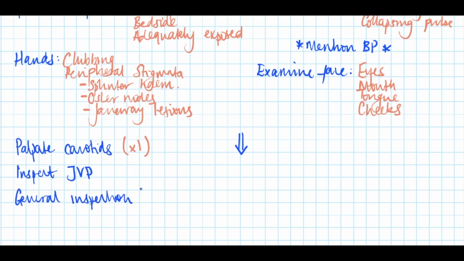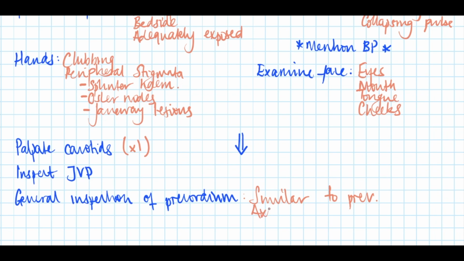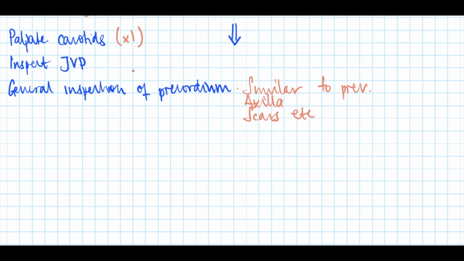Inspect the precordium. Again, it is a general inspection, similar to previous, but this time you're having a closer look, a look down both axillas and seeing if there are any signs of any scars, pacemaker inserts, or any cardiothoracic surgery they might have had in the past.